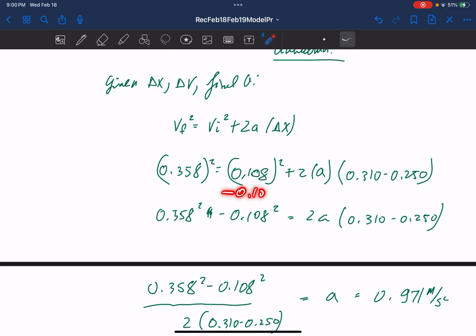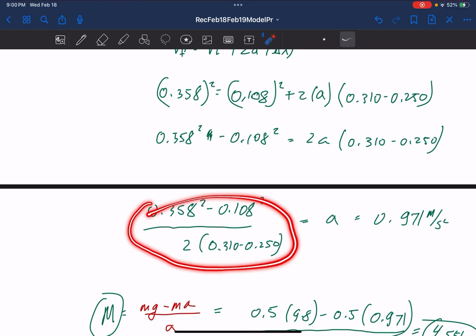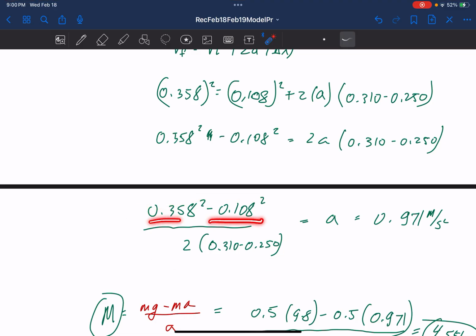Subtracting 0.108 squared from both sides, we end up getting this expression, and then finally dividing both sides by 2 times 0.310 minus 0.250 gets us this expression down here. Plugging this into a calculator, we're going to get an acceleration of 0.971 meters per second squared.